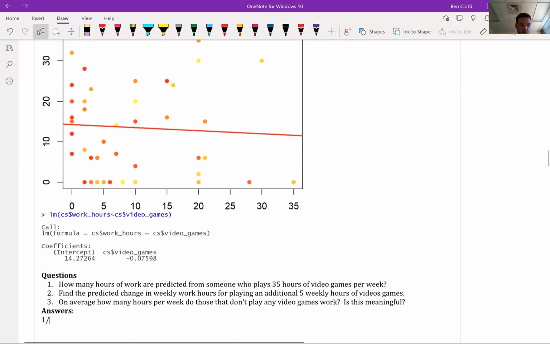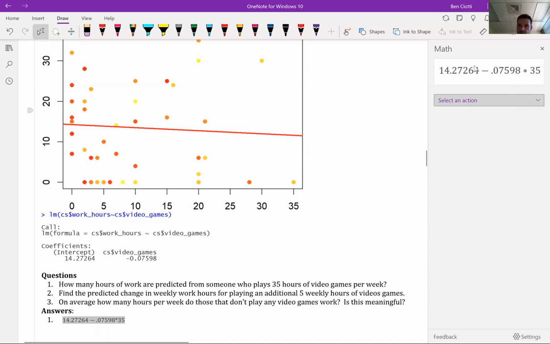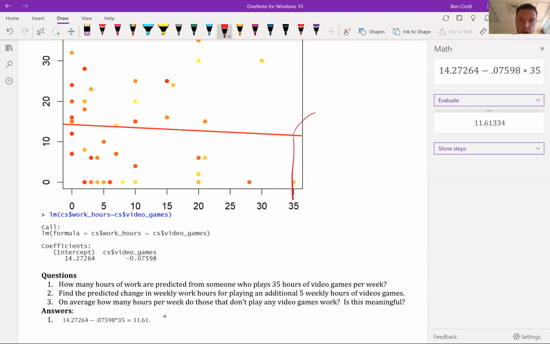All right, so first one, if x equals 35, then we'll get 14 minus 0.07598 times 35. So let's see what that equals. 11.61. So indeed, we just found what the y value right here is. Okay, it's about 11.61.